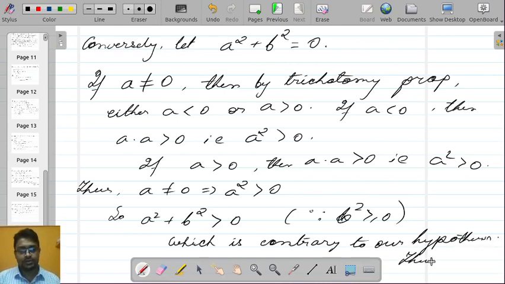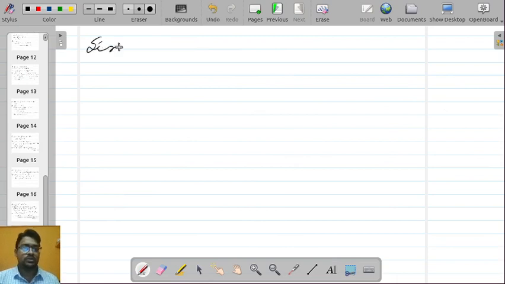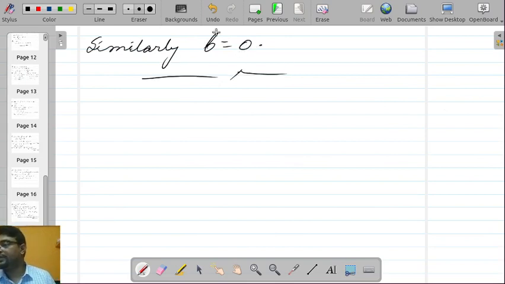Thus a has to be equal to 0. If a is not equal to 0, then there is a problem. We get a square plus b square is strictly greater than 0. So a should be equal to 0. Similarly, b also has to be equal to 0. So we have proved that if a square plus b square is 0, then the only option is both of these numbers have to be 0. a and b both have to be 0.